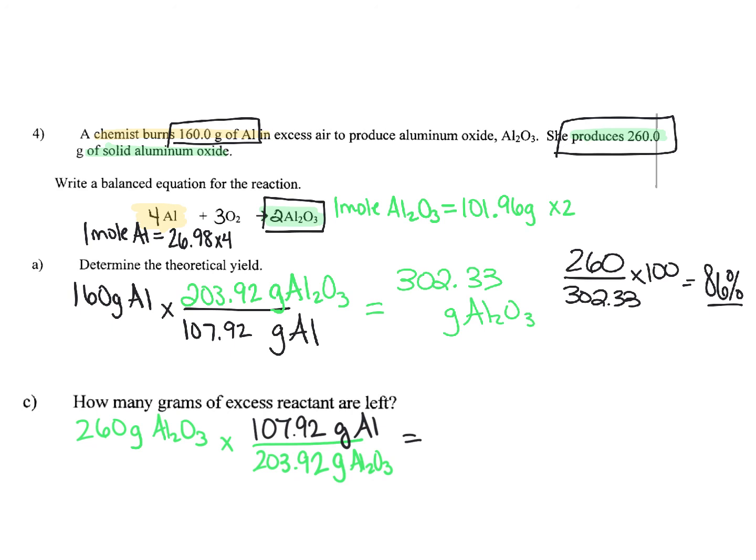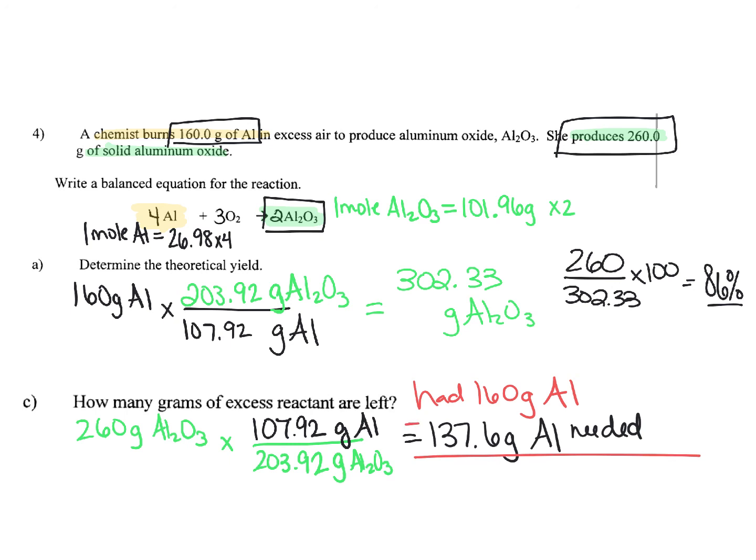So if she made 260 and was supposed to make 302, the amount of aluminum that would be needed to make 260 is going to be 137.6 grams of aluminum to make that much of the product that she made. So that means, remember, she had 160 grams of aluminum, but only 137.6 grams would actually be needed to make the amount that she made.